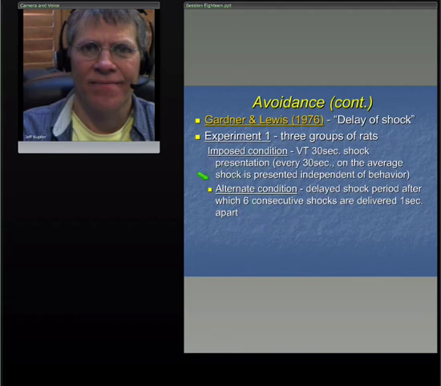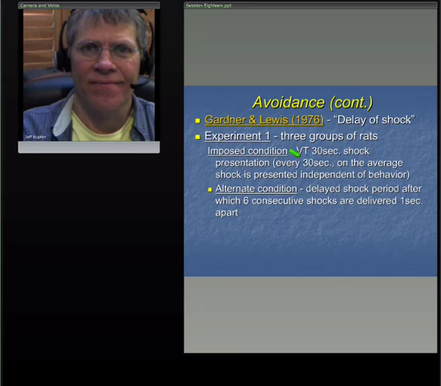All of the rats were exposed to what's called the imposed condition, in which, on the average, every 30 seconds that passes, if the rat makes no response on the lever, shock is going to be delivered. Okay? In other words, this is going to happen, shocks delivered. This kind of a schedule, this VT schedule, is sort of similar.